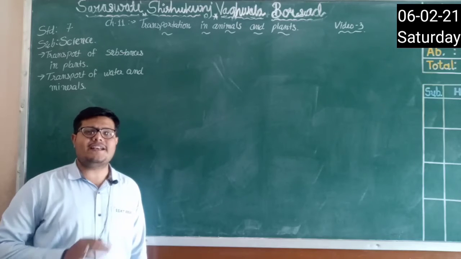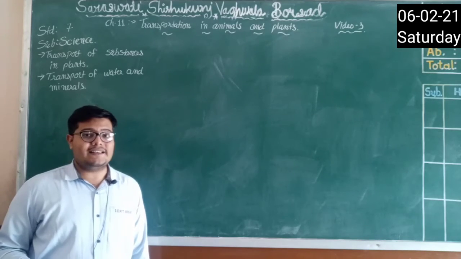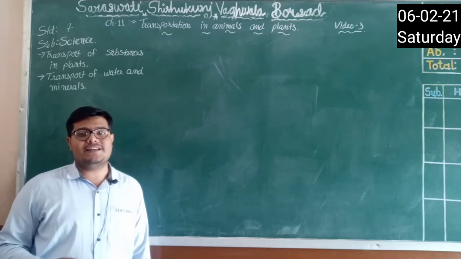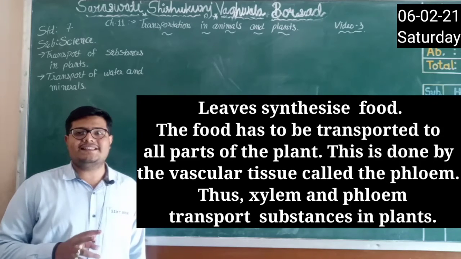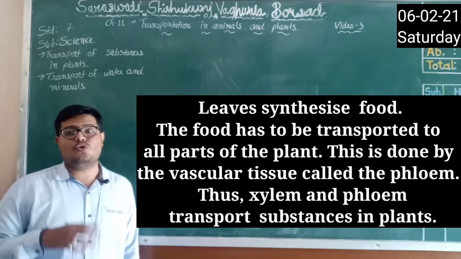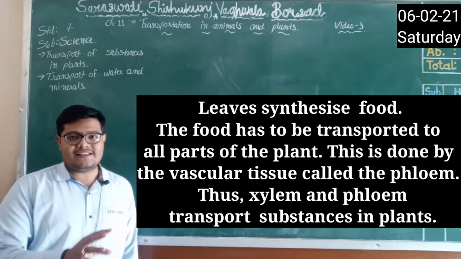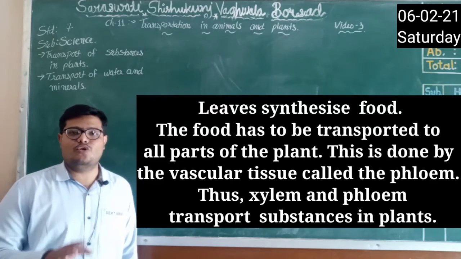Now there is a different type of vessel which carries nutrients and food. So let's see what kind of vessels will carry food and nutrients in the body of the plant. We also know that food which is made inside the leaf should be transported to each and every part of the plant, right? And those vascular vessels which transport food and nutrients inside the plant are known as phloem.